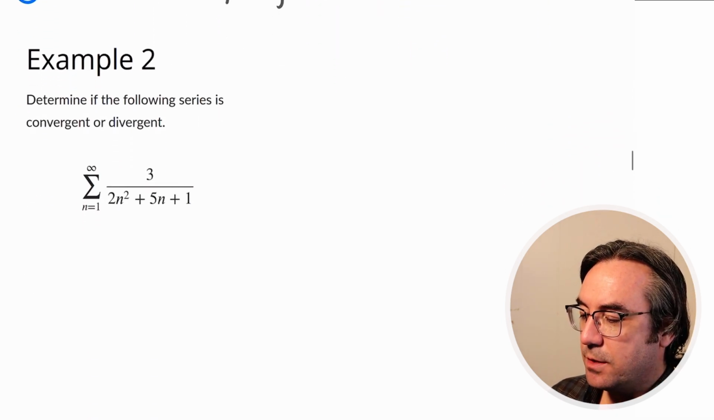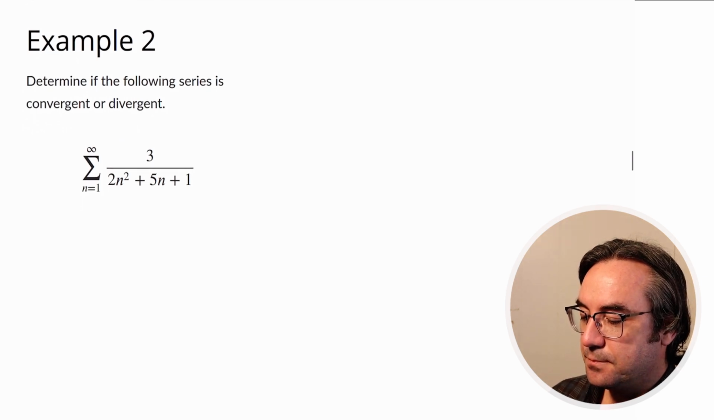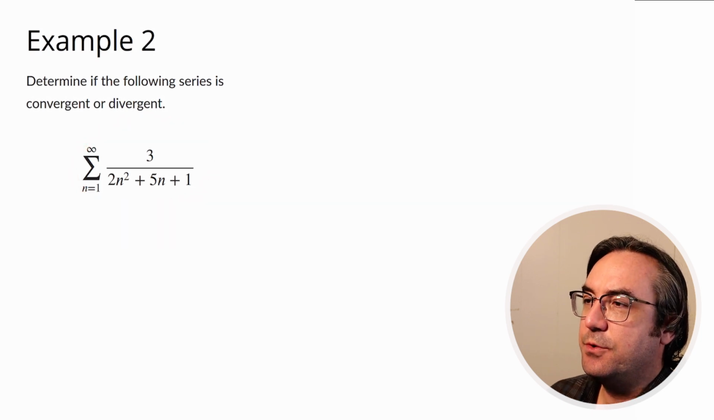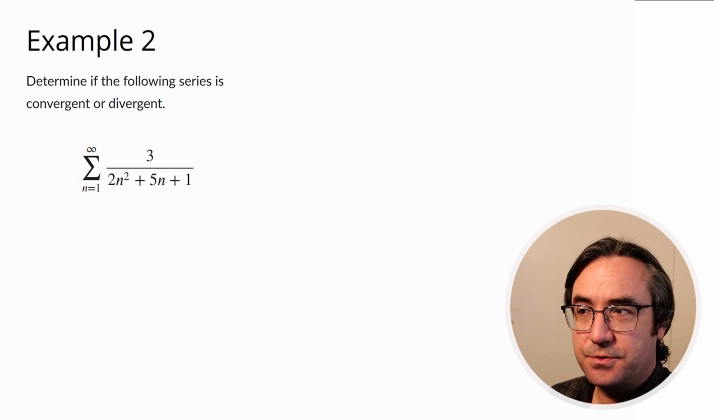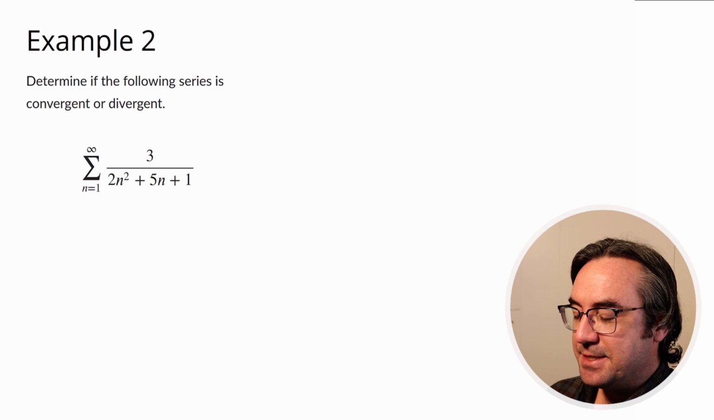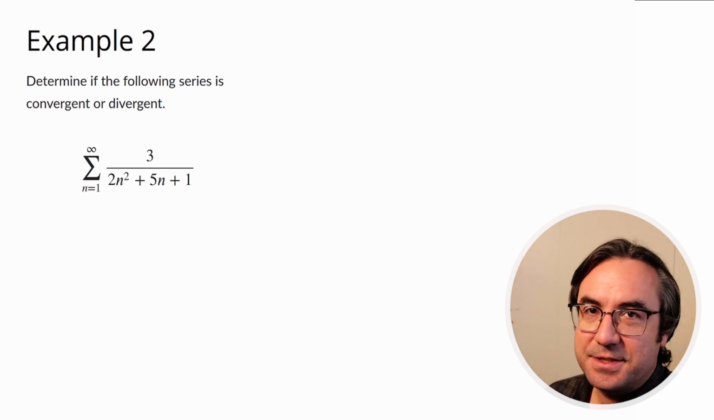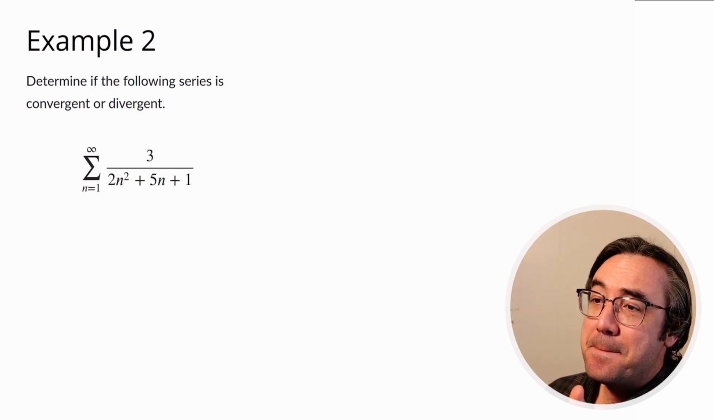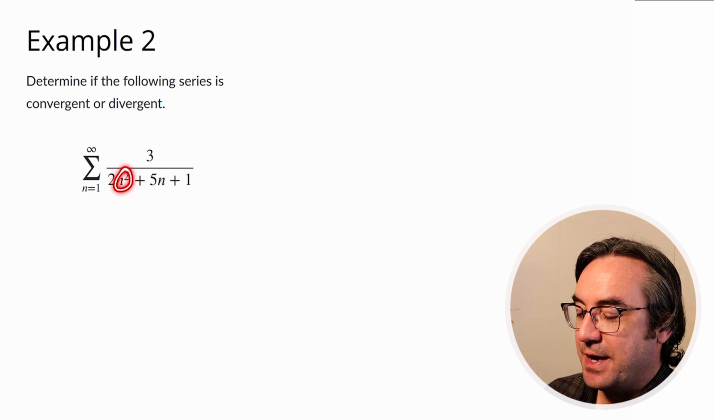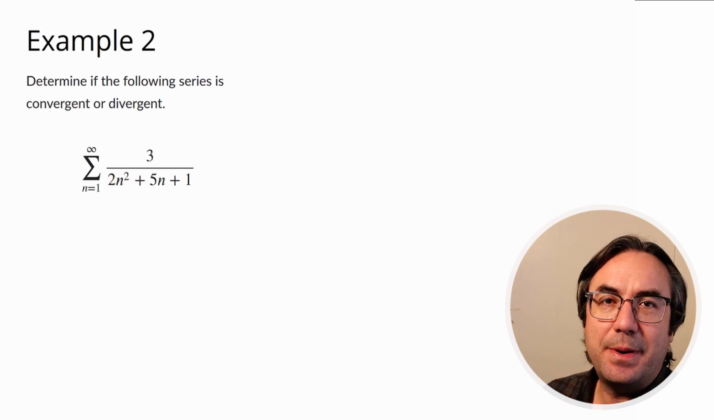All right, so let's try one more example using this approach. So we've got the sum, sigma n equals 1 to infinity, 3 over 2n squared plus 5n plus 1. And, well, this isn't really a p-series. It's not really a geometric series, but it kind of looks like a p-series. We've got this n raised to a power here.